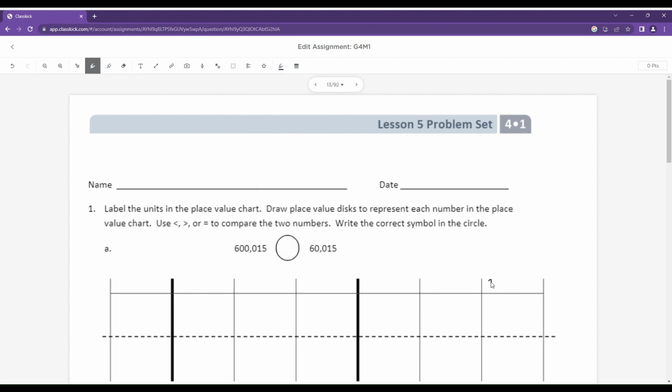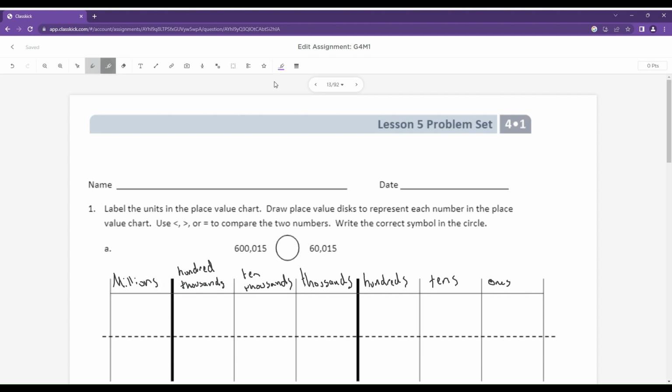So let's go ahead and start with our ones. So the ones is our tens. This is our hundreds. This is our thousands, 10,000s, and after our 10,000s, we have our 100,000s. And then this is our millions, which in this example doesn't look like we are going to use.